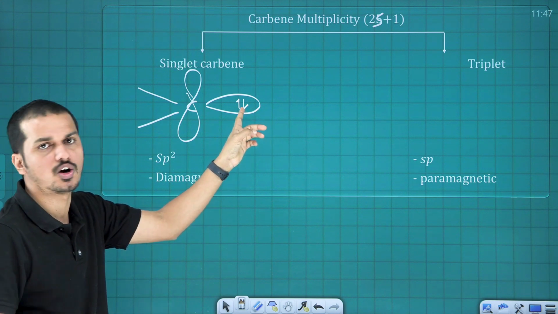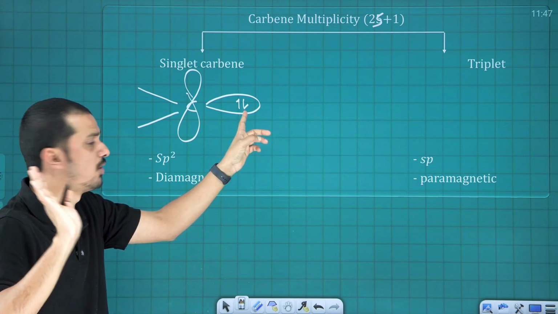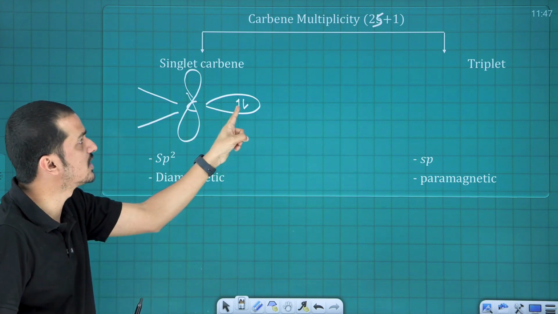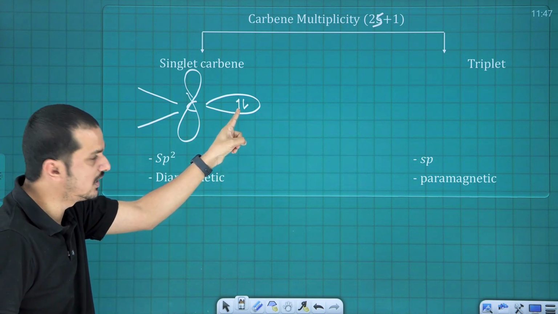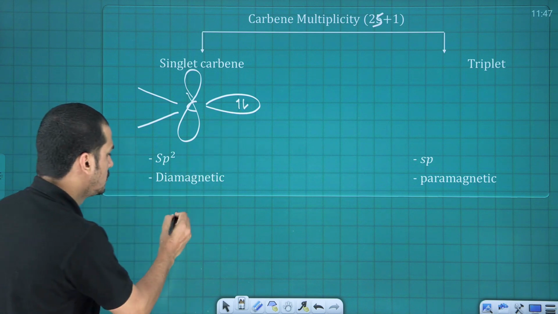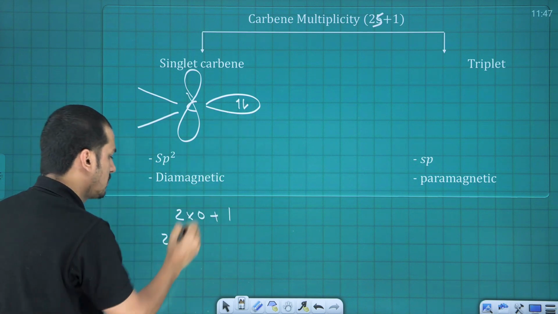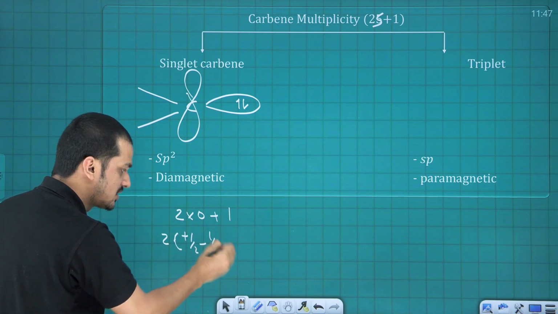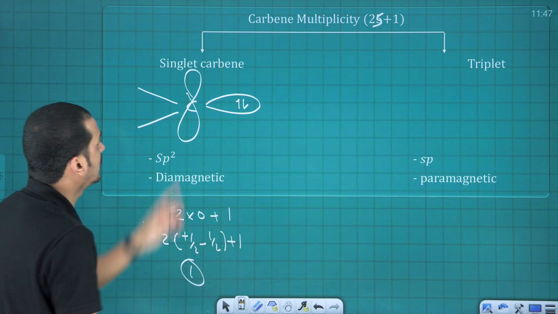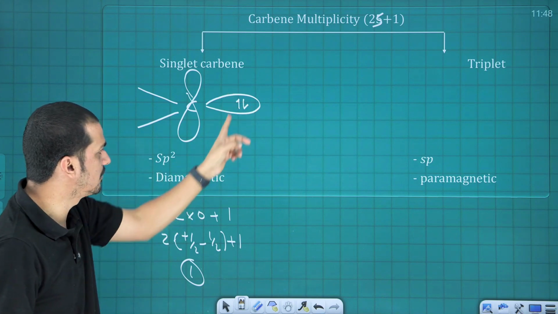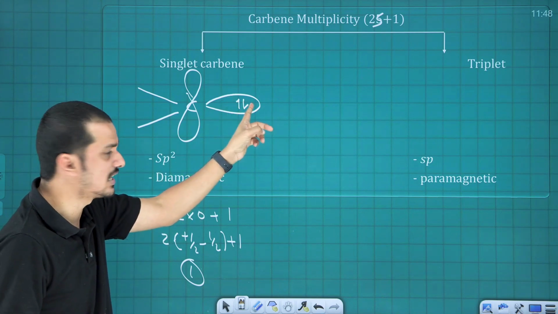Paired electrons, but they are not non-bonding. They are not participating in bonding. That is actually a lone pair. But because both have spin, once you are calculating, this spin will be cancelled by that spin. So 2 into 0 plus 1: 2 into this will be plus 1/2, another one will be minus 1/2. Once you add, you will get 1. That's why it is called a singlet carbene. Singlet carbene, and it is diamagnetic because its spin will be cancelled.